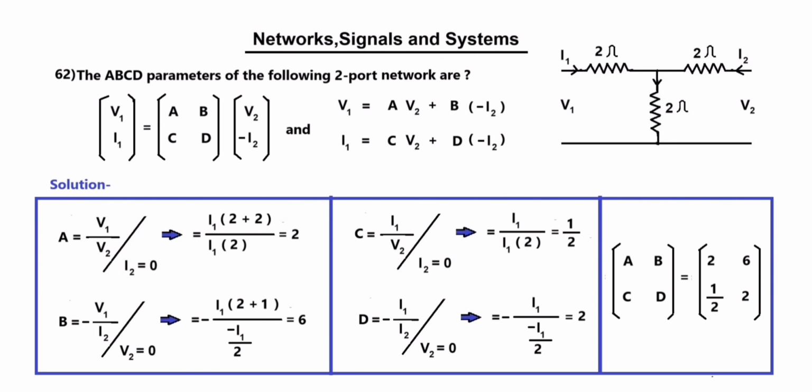So our answer is A equals 2, B equals 6, C equals 1 upon 2 and D equals 2.